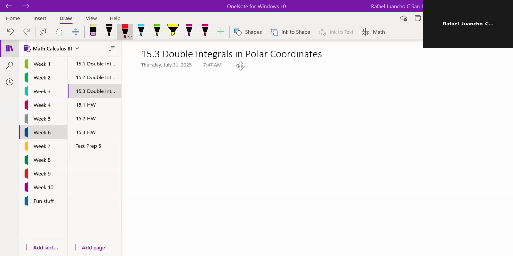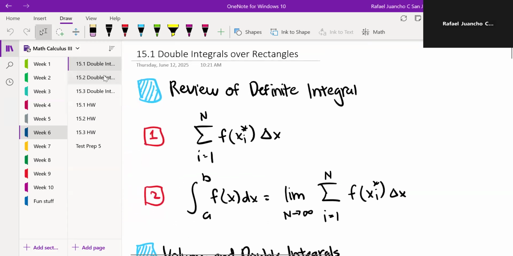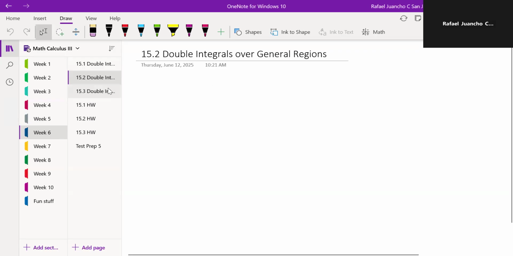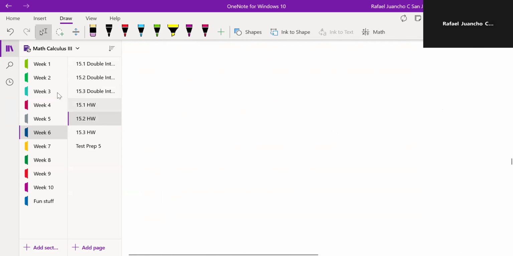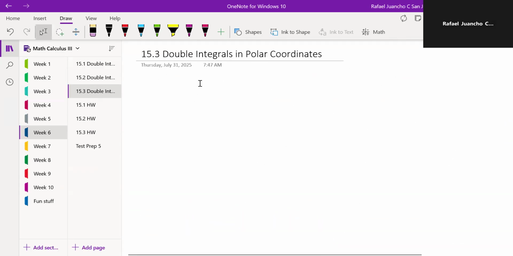So today we're going to be talking about double integrals in polar coordinates. Recently we've been talking about double integrals, and we did that with rectangles. Then we wanted to do something more general, so we did that over general regions. We did videos on the homework on general regions, and right now we're doing it in polar coordinates. So this is just another technique, another way to think about how to apply double integrals.